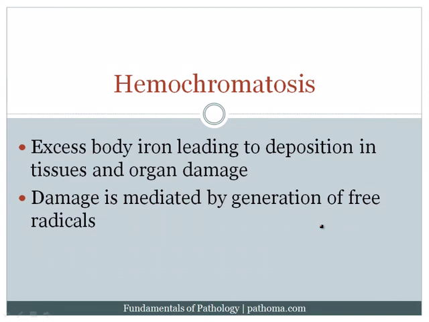And in hemochromatosis, we get excess body iron that deposits in tissues and then damages organs. The deposition in tissues is called hemosiderosis, and when it actually damages the tissues, we call that hemochromatosis. Now, very high yield to note, the damage is actually caused by the generation of free radicals. Recall that iron has the ability, via the Fenton reaction, to cause the formation of free radicals. And so when you get excess iron within the tissues, you'll get generation of free radicals, and that's what mediates the damage in this particular disorder.